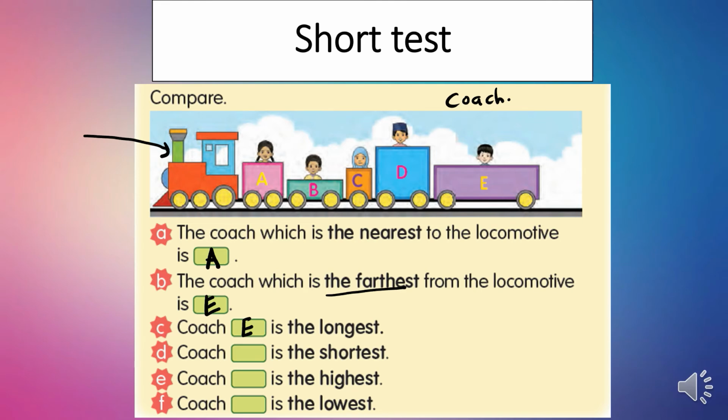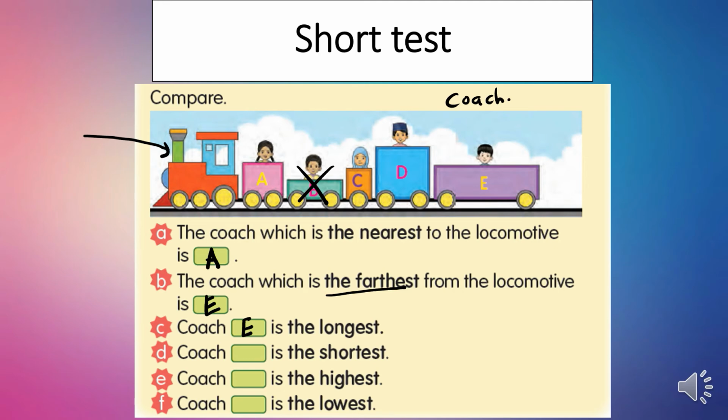Which coach is the shortest? To find this answer, let us compare the coach one by one. Let us start from coach A. Try to compare it with coach B. Which one is shorter? Very good. Coach A is shorter. Therefore, this is wrong.